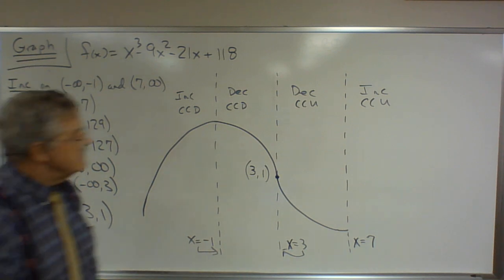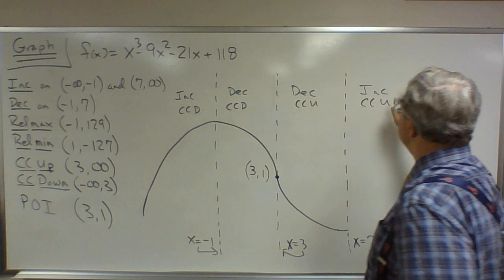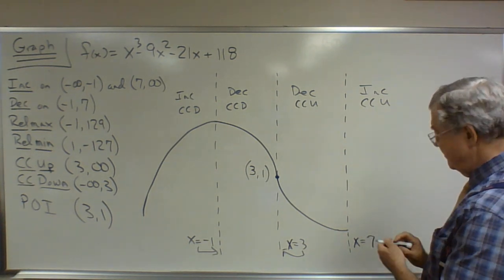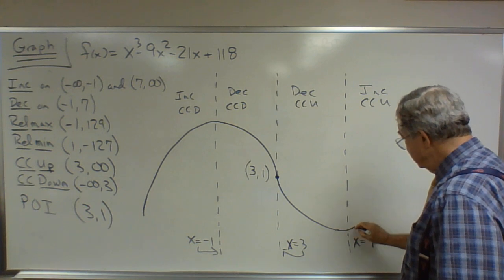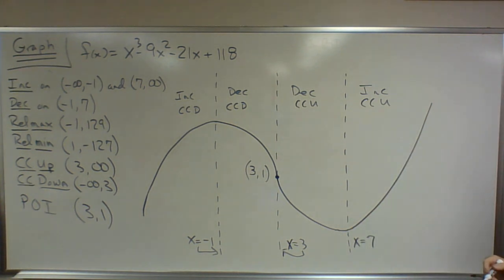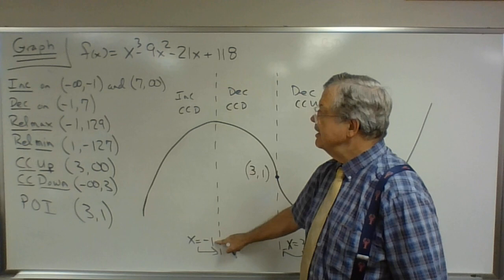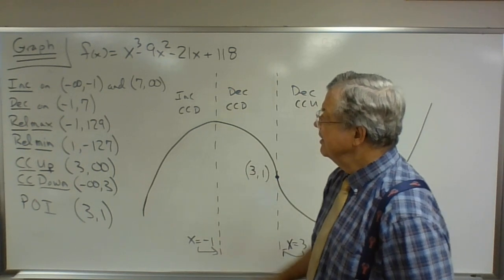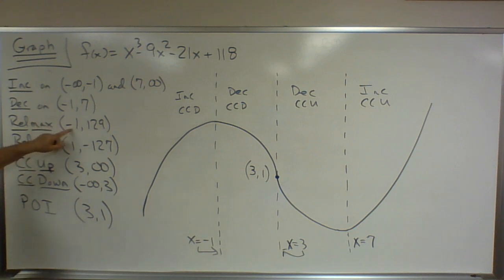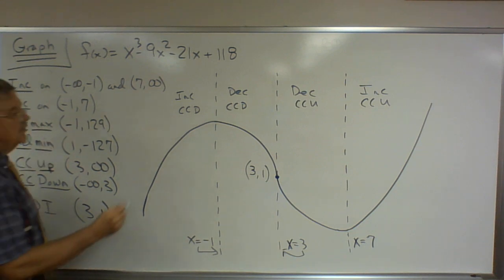Okay. Over here, increasing, going uphill, and concave up. So going uphill and concave up, fantastic. And let's see, right here at x equal -1, what happens? Relative max. Relative max at x equal -1, 129.